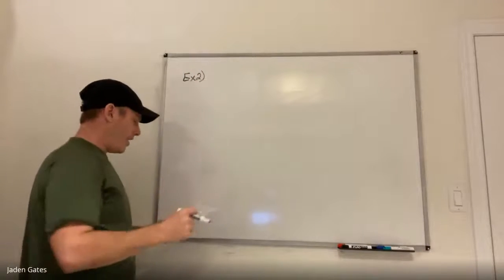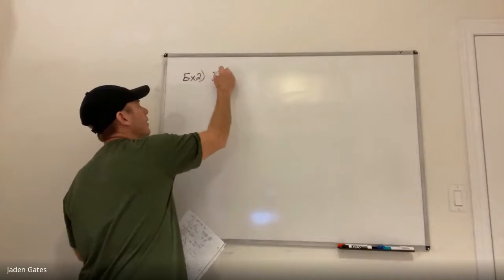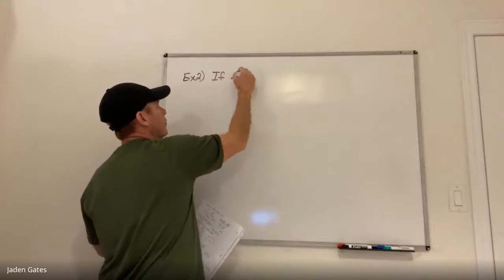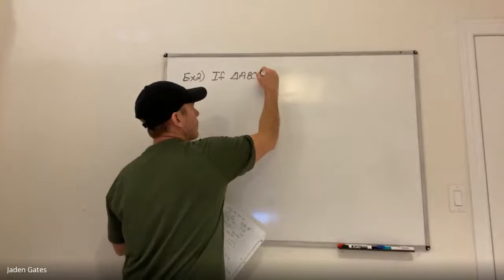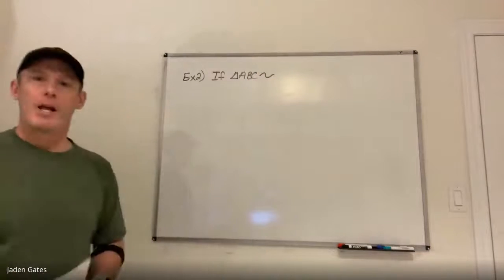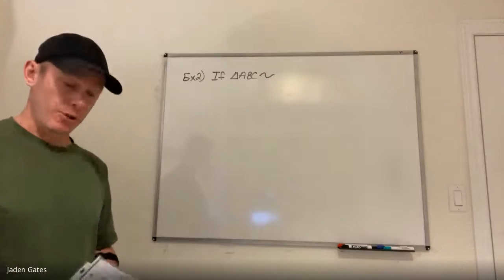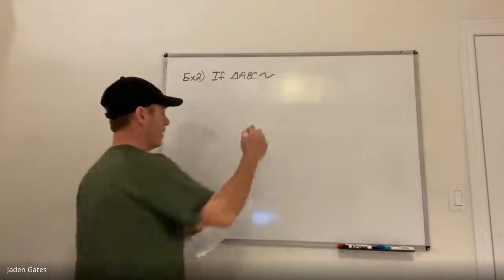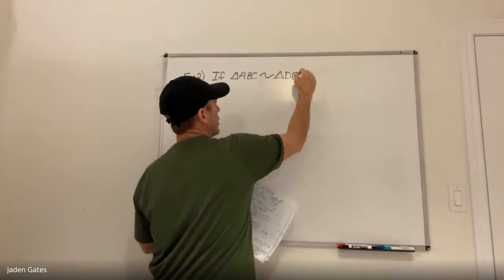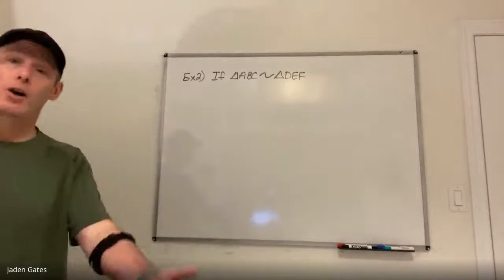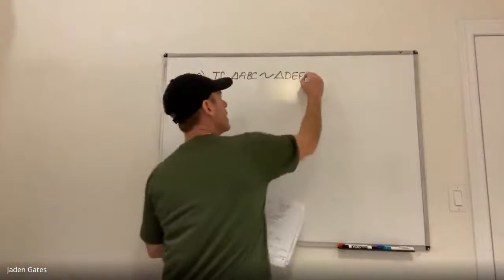All right, now if triangle ABC, and here's a little notation for you, a little squiggly line. That squiggly line means similar to. It's easier to write a nice squiggly line than "similar to." So if these 2 triangles are similar, so I'm saying they are similar, find X.